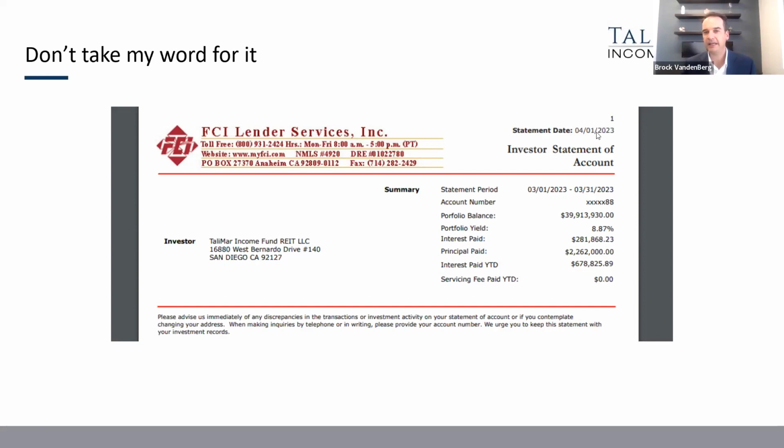At the beginning of April, end of March, we had nearly 40 million invested in the marketplace, earning a net 8.87% on that debt. Okay, interest paid out over 281,000 just last month. Total to date is 678,000.